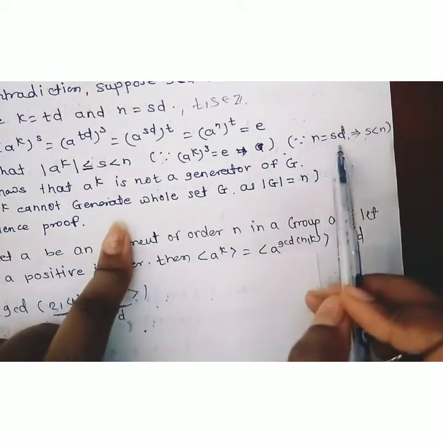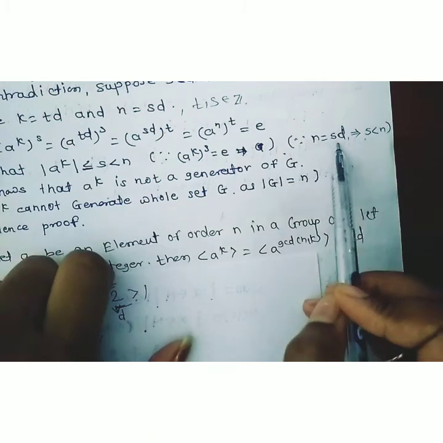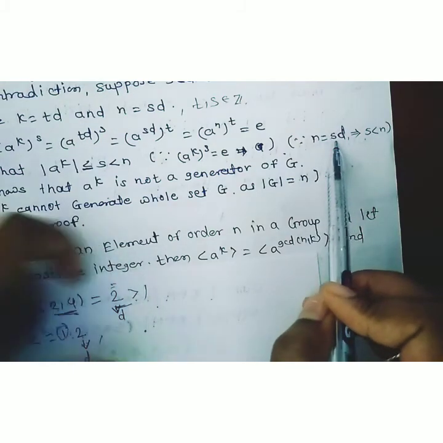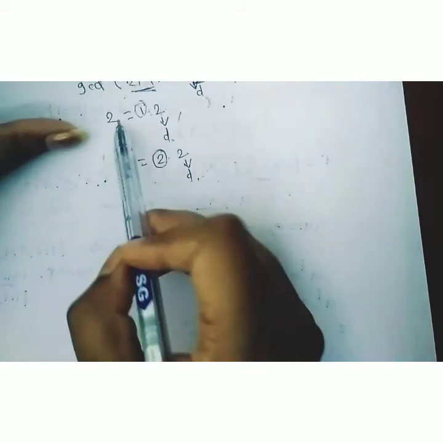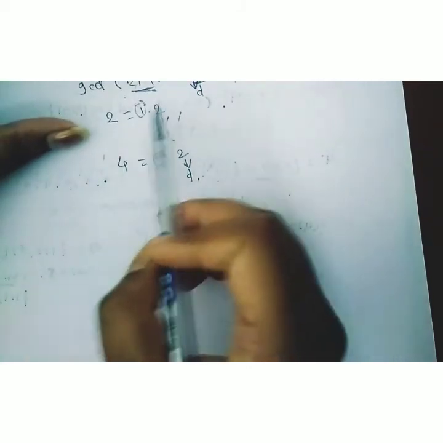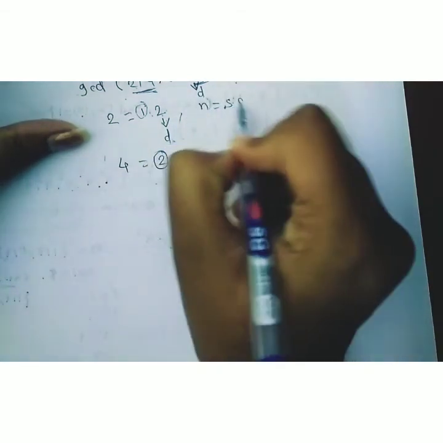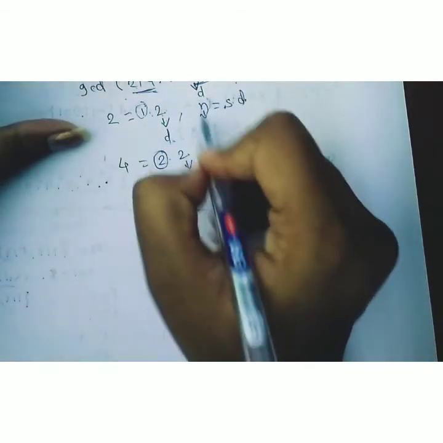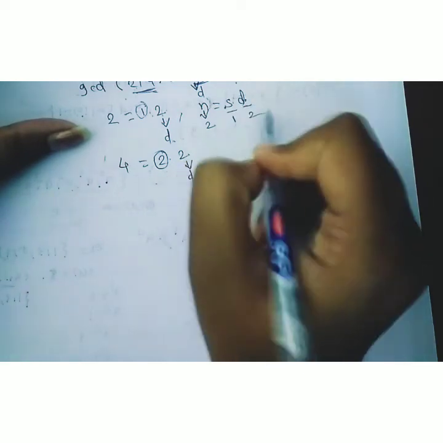Since n is equal to st, we have been given that n is equal to st. Now look here: 2 is equal to 1 into 2. That is, we have n is equal to st. Here what is the value of n? n is equal to 2. Then what is the value of s? s is equal to 1 and d is 2.